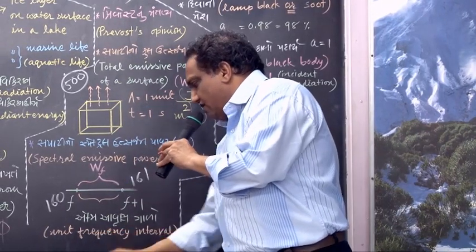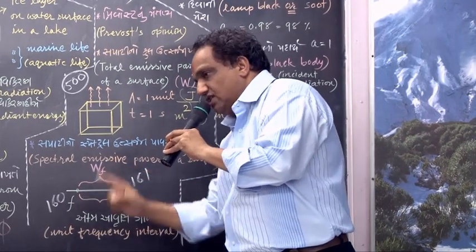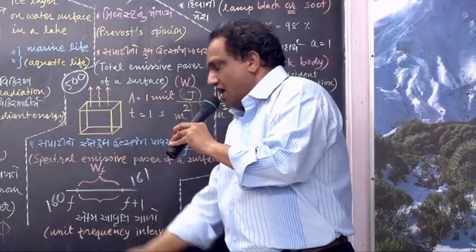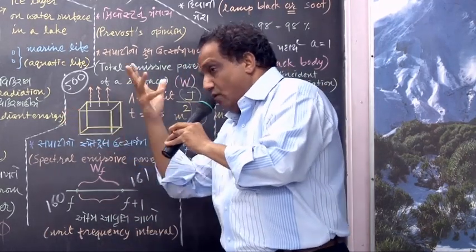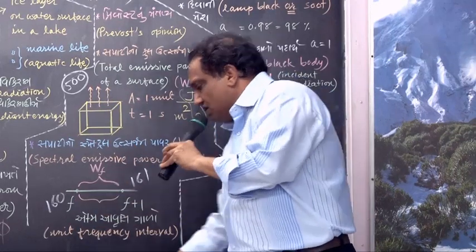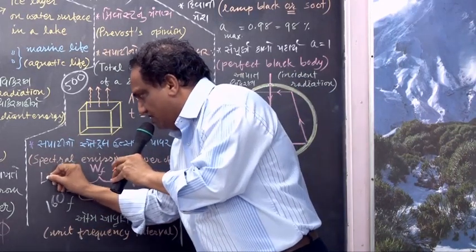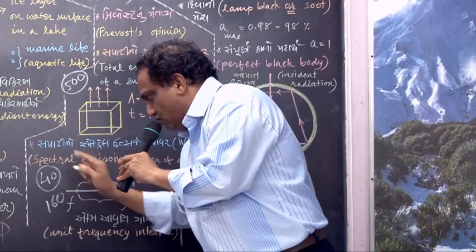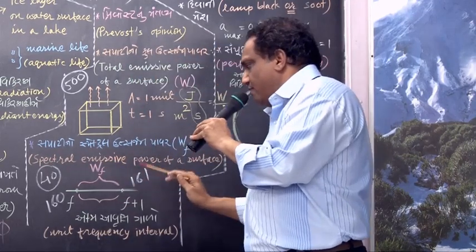Out of 500, say this frequency is 160 and this frequency is 161. Between these two, what is the frequency interval? This minus this, it is 1 unit frequency interval. How much of the 500 energy has frequency between these two? Suppose that amount is 40. Then this amount is known as spectral emissive power.